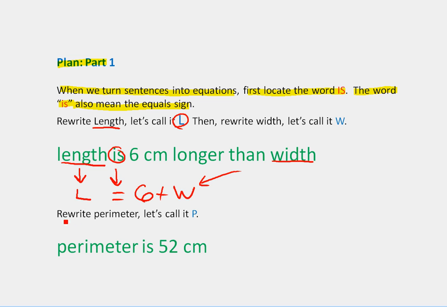Now let's rewrite perimeter. Let's call it P. So perimeter, P here, and then is equals, so P equals, and then we have 52. So we have 52, like that.